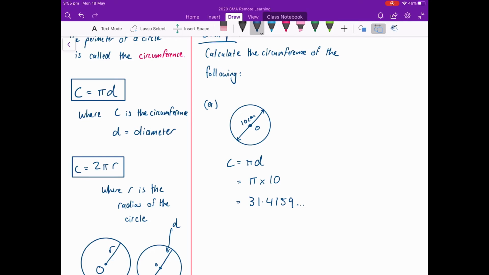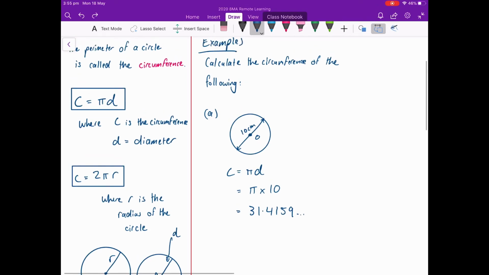Now, in the question they gave centimeters, 10 centimeters. So often, if they don't tell you when to round, round to what was given in the question. Because it was to the nearest whole centimeter in the question, I'll say this would equal 31 centimeters, nearest centimeter.